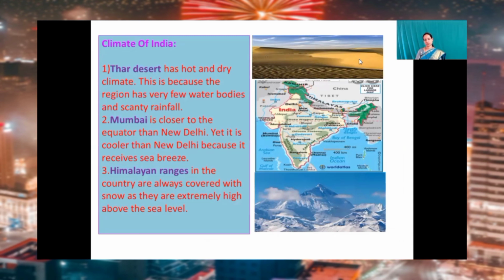Himalayan ranges in the country are always covered with snow. They are extremely high above sea level. See here we have the three different images. The first image, what does it symbolize? It symbolizes the Thar Desert. Second image, what does it symbolize? The location of Mumbai and New Delhi on India's map. And the third image, what does it symbolize? The Himalayan ranges, how they are covered with snow and extremely high above sea level.